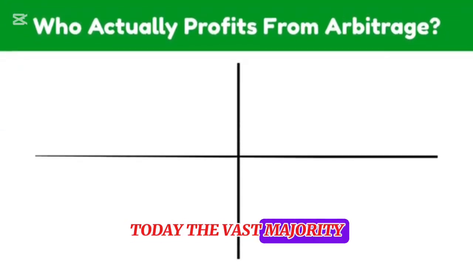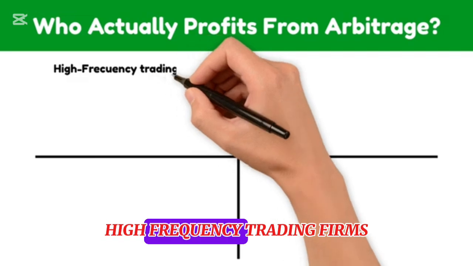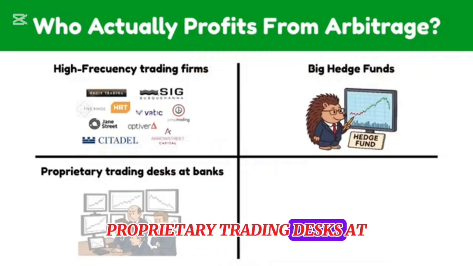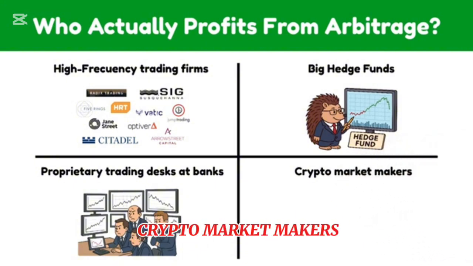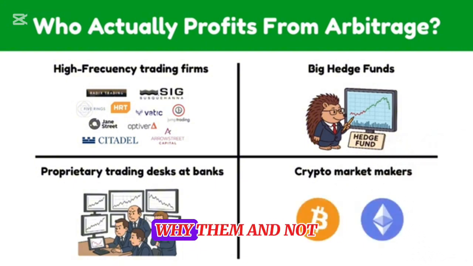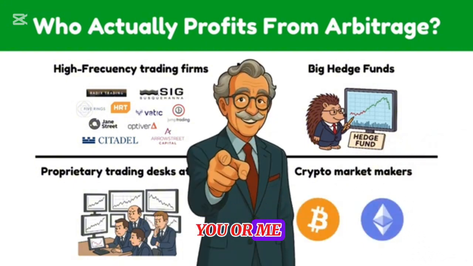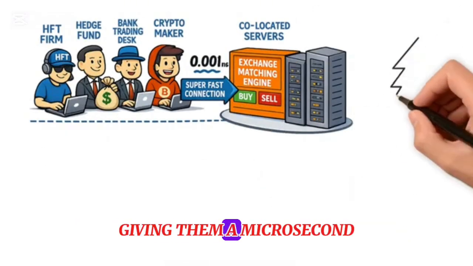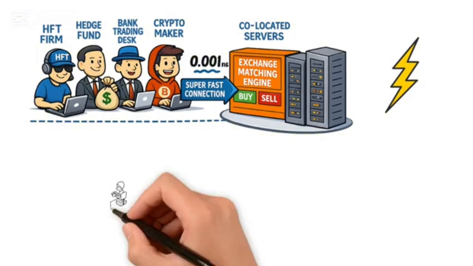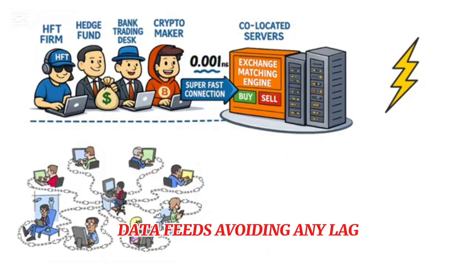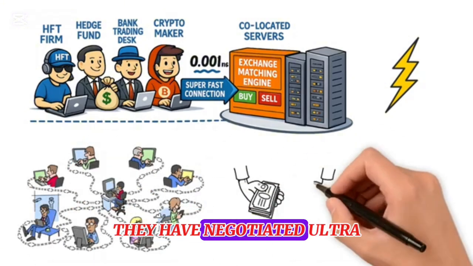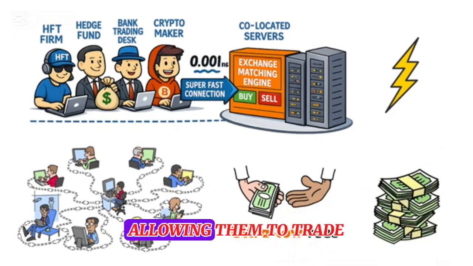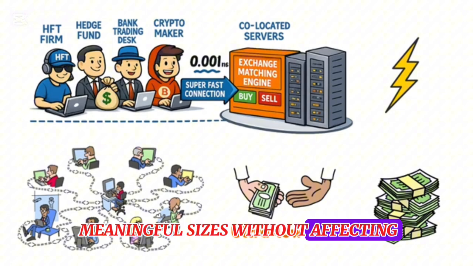Today, the vast majority of arbitrage profits go to high-frequency trading firms, big hedge funds, proprietary trading desks at banks, or well-funded crypto market makers. Why them and not you or me? They have co-located servers next to exchange matching engines, giving them a microsecond level speed advantage. They receive direct market data feeds, avoiding any lag. They have negotiated ultra-low trading fees. They have huge amounts of capital, allowing them to trade meaningful sizes without affecting the market.